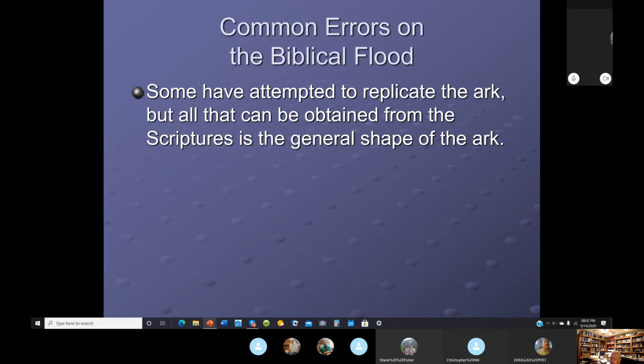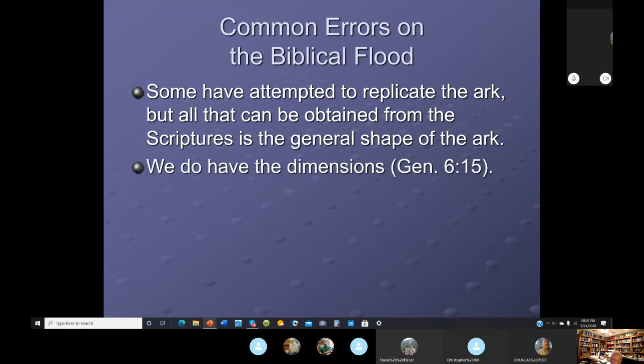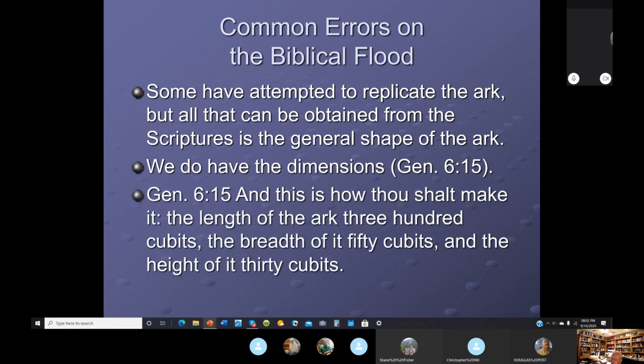Some have attempted to replicate the ark, but all that can be obtained is the general shape. And I think it was probably rectangular, probably not streamlined. Okay. We do have the dimensions, and this is how thou shalt make it, it being the ark. The length of the ark, 300 cubits, the breadth 50 cubits, and the height 30 cubits. So we have 300 by 50 by 30. So it's 50 cubits wide, breadth, and it's 30 cubits high.